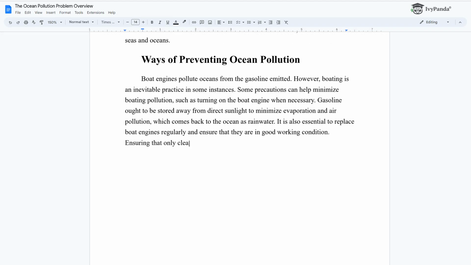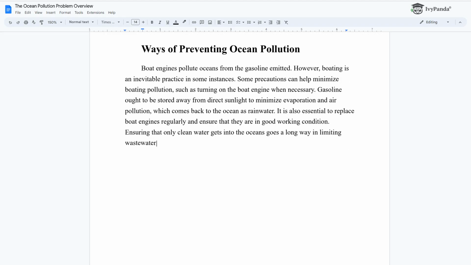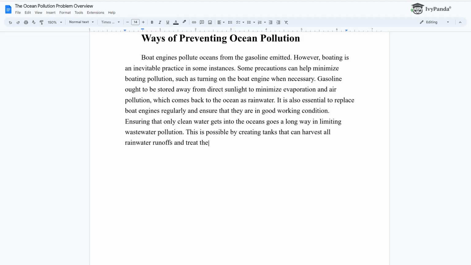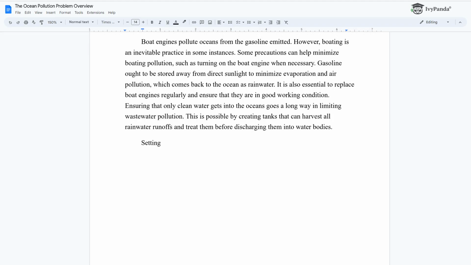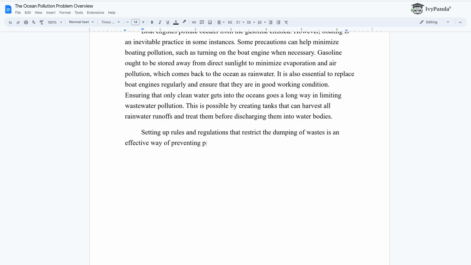Ensuring that only clean water gets into the oceans goes a long way in limiting wastewater pollution. This is possible by creating tanks that can harvest all rainwater runoffs and treat them before discharging them into water bodies. Setting up rules and regulations that restrict the dumping of wastes is an effective way of preventing pollution.